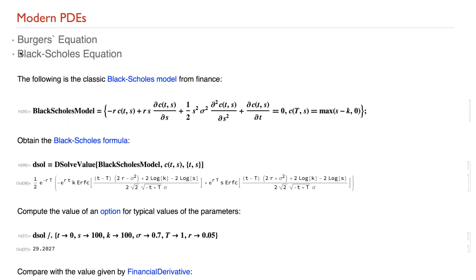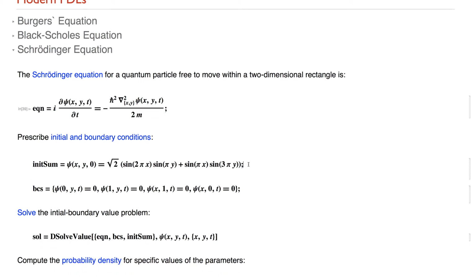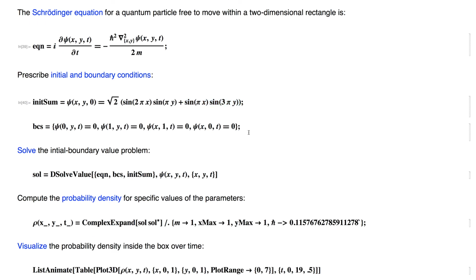Okay, now in modern times, the Schrodinger equation has acquired a lot of importance because it models quantum mechanics. So in fact, over here, we have the two-dimensional Schrodinger equation for a quantum particle free to move within a two-dimensional rectangle. There's a mysterious i over there, which plays a big role in solutions. So what I do is I prescribe some initial conditions. In fact, over here, I've got a sum of states as initial condition. And then what I can do is prescribe boundary conditions to say that it's all 0 at the boundary.